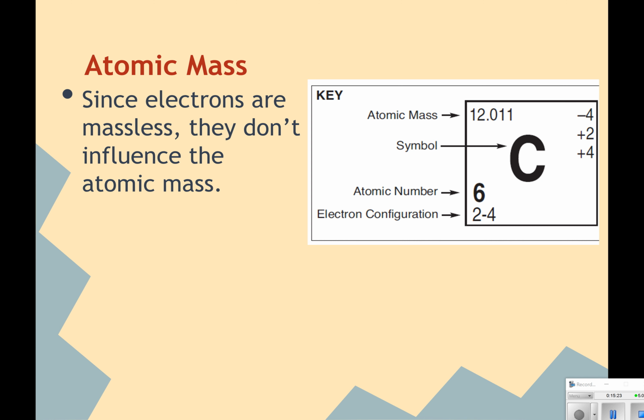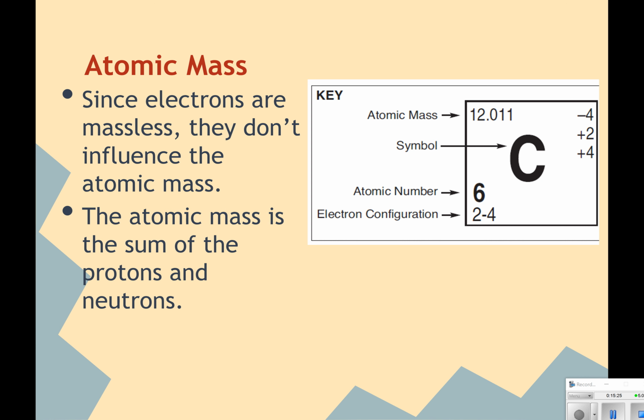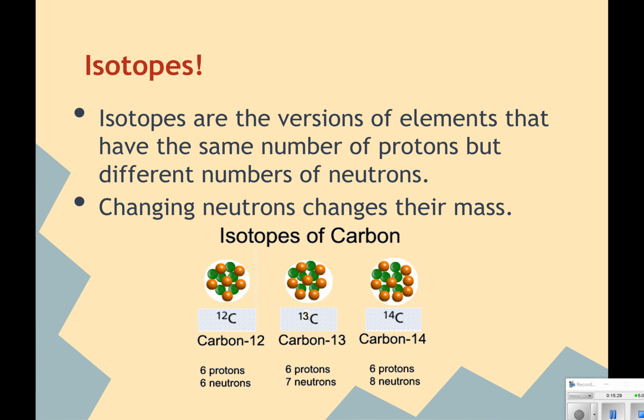Now we know that electrons are massless, so they're not going to influence the atomic mass, and that the atomic mass is the sum of the protons and neutrons. And this is going to help us with our understanding of isotopes, which are versions of elements that have the same number of protons, but a different number of neutrons. And this is the important part about isotopes.